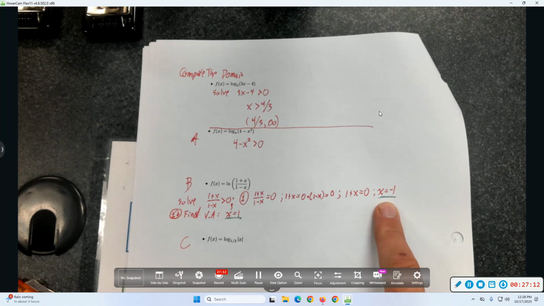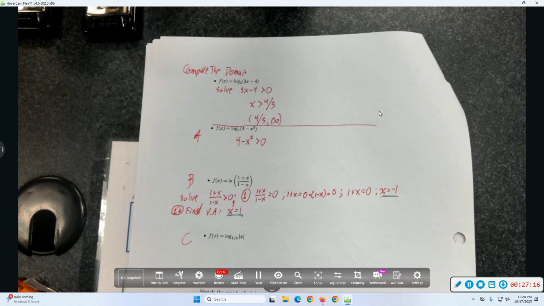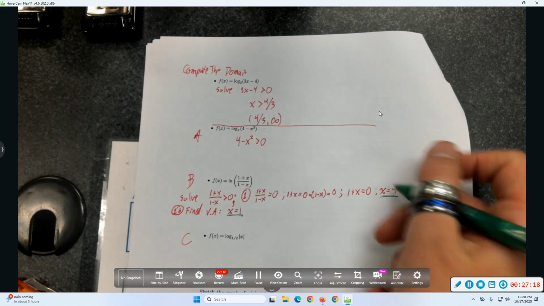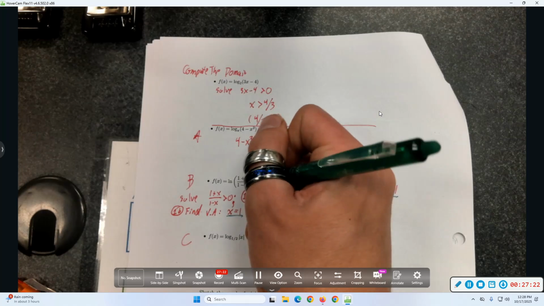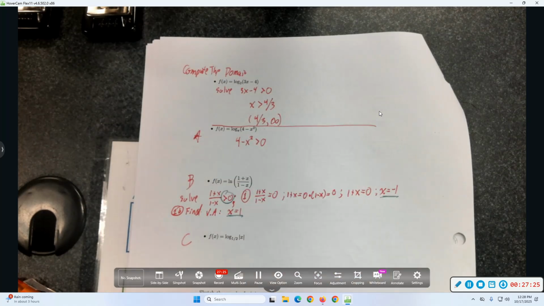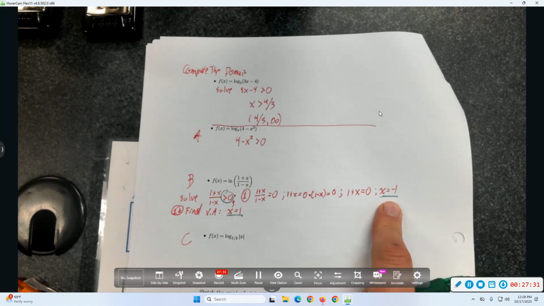Because 1 plus negative 1 is 0, and you can't take a log of 0. Nice. If you plug in x equals negative 1, you'll get a 0 in here. Log of 0 is forbidden. Alternately, it's because you needed to solve strictly bigger than. And whenever you want to solve a strictly bigger than, well, this came from equality.